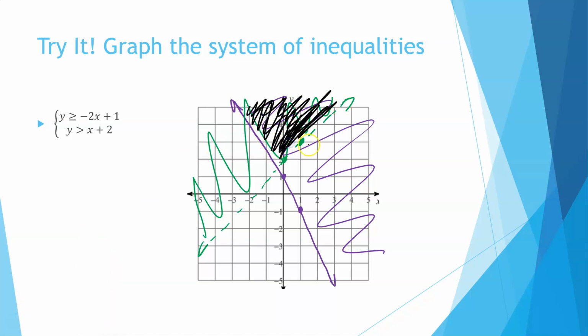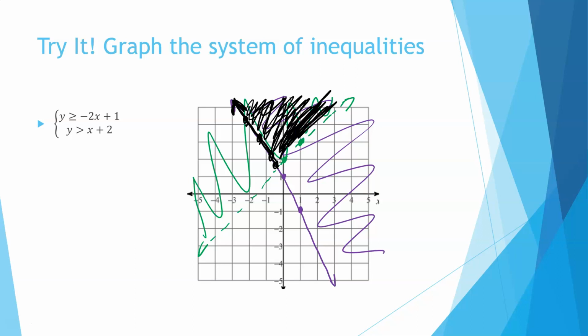Now again, the green line was dotted, so no point on that line is a solution, but the purple line is solid, which means that from where they intersect along where the shaded region is, any point along this line would also be considered a solution. So any point on this portion of the black line or purple line, and then all of these points of overlap.